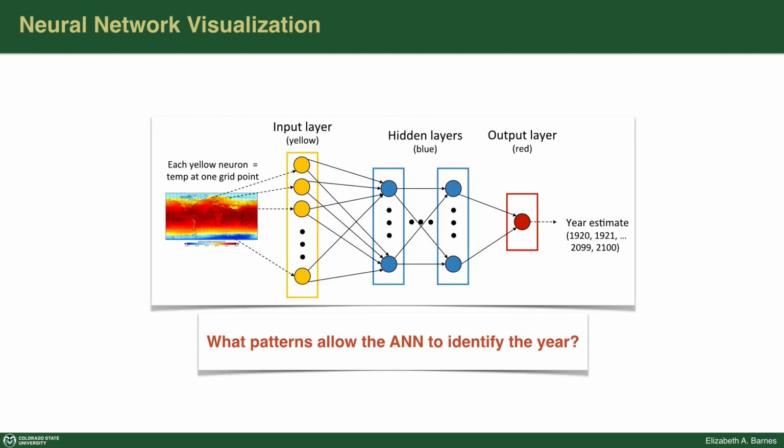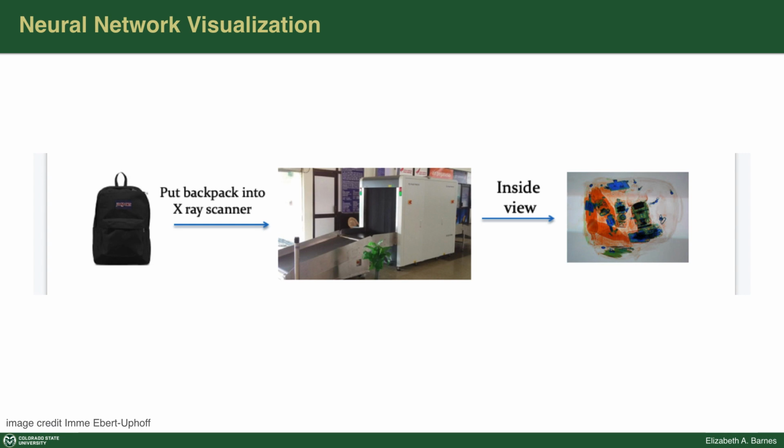So thus far, I've really only shown you that I can train a neural network to take maps and predict the year. But the real science question here is what patterns allowed the neural network to identify the year in the first place? Predicting the year in and of itself is actually quite boring. We all know it's 2019. What we'd rather know is what made the neural network know, in looking at one of these annual mean maps, that it was 2019.